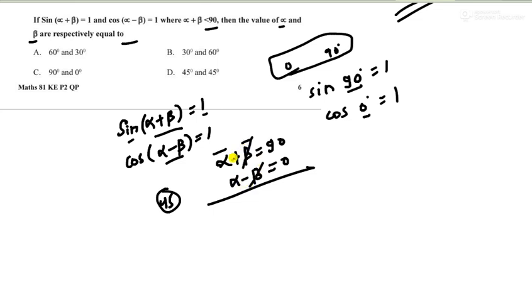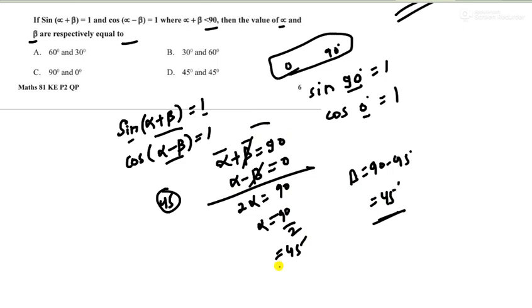So beta gets cancelled here, 2 alpha equals 90. So alpha is how much? 90 by 2. So this is 45. Now when you subtract in this one, beta will become 90 minus 45. So this is also 45. So option number D is the correct value. Alpha and beta, both of them are equal to 45 degrees. Got it? Moving to the next question.